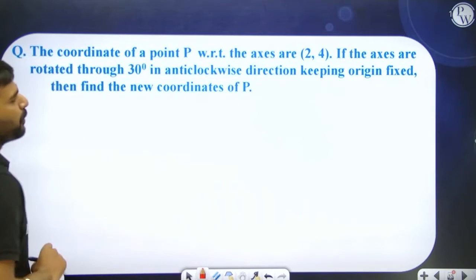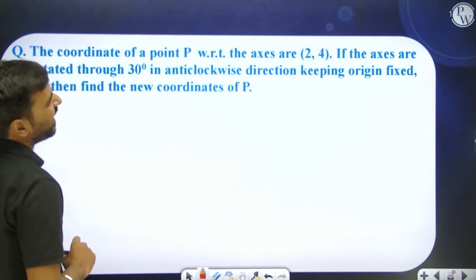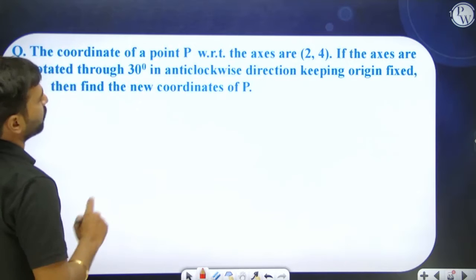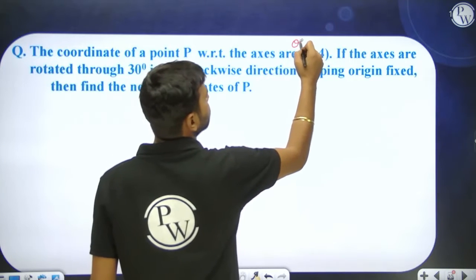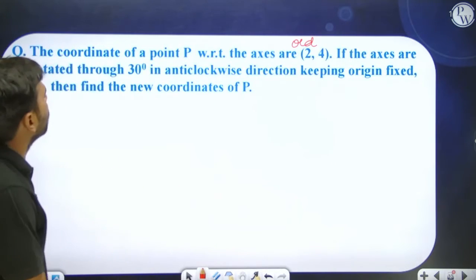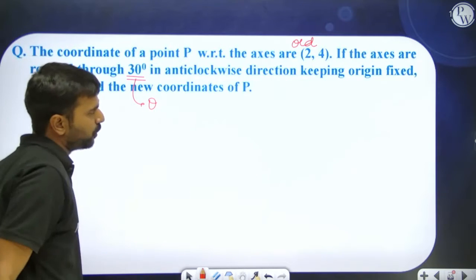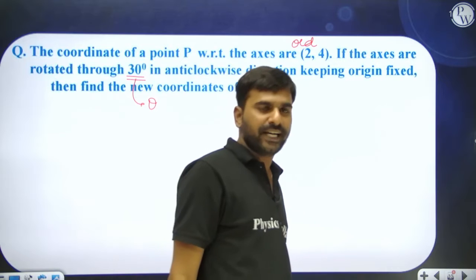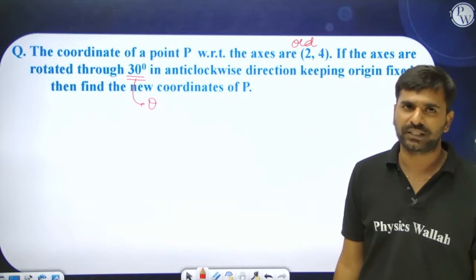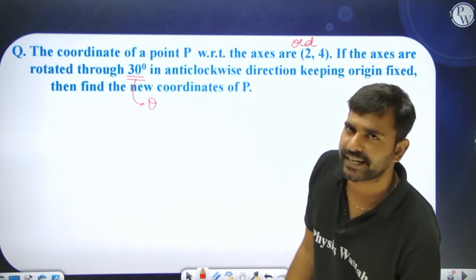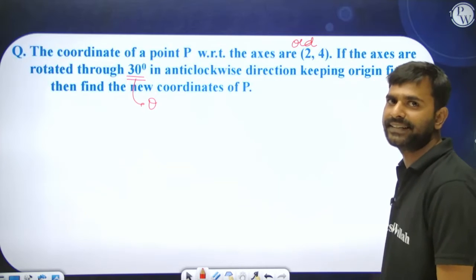The coordinates of a point P with respect to the axes are 2, 4. If the axes are rotated through 30 degrees, so this is our theta, and that too in the anti-clockwise direction. In the anti-clockwise direction, the angles are taken as positive. In the clockwise direction, the angles are taken as negative. Then find the new coordinates of P.